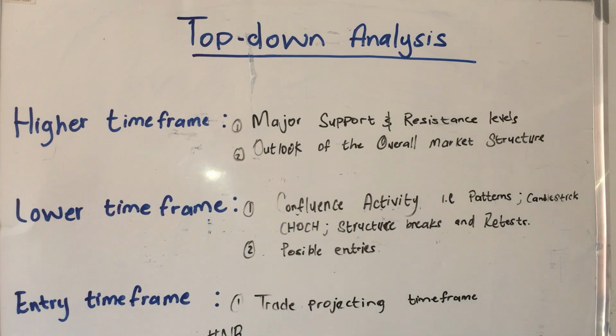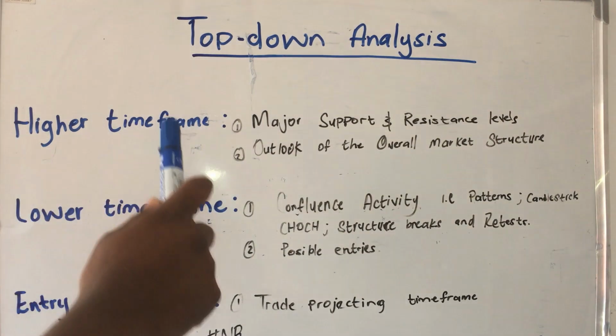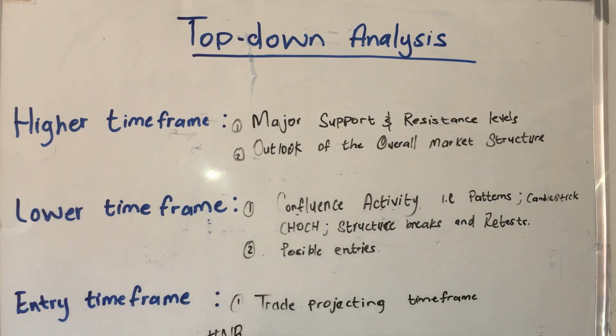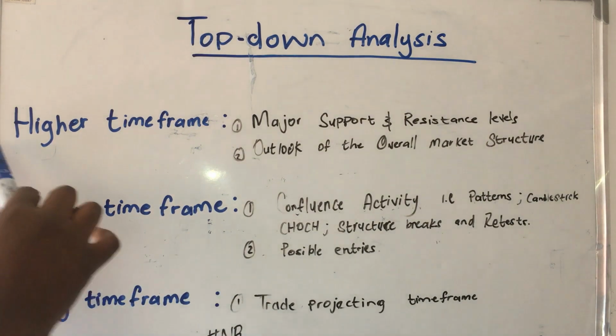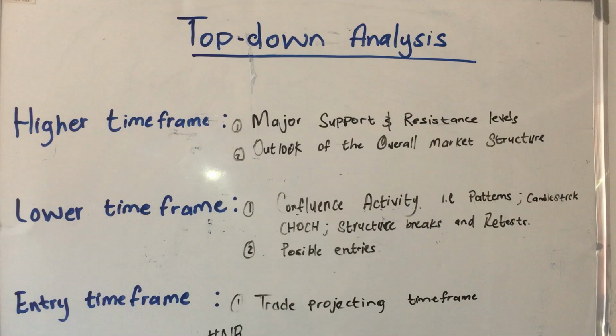So I'm going to make this clear for you, make you understand it so that you don't get confused in the market. When you're looking at top-down analysis, you're looking at three phases of the market. You're looking at the high time frame, you're looking at the lower time frame, and you're looking at the high time frame. So high time frame, what are we looking for in a higher time frame?